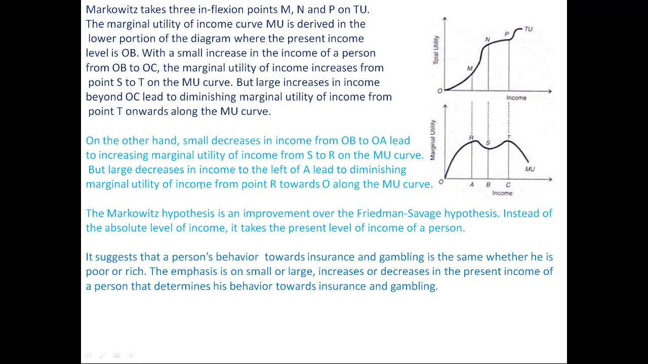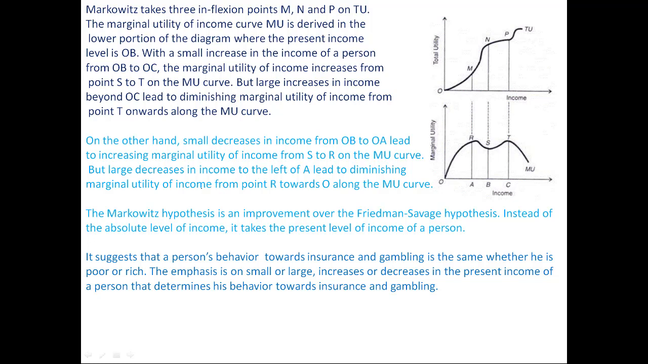On the other hand, a small decrease in income, OB to OA. OB here is the present situation; if income decreases to OA here, from this point to this point, income decreases, okay. Here, marginal utility increases S to R, but here income decreases, okay. This is the concept. But a large decrease in income beyond A leads to diminishing marginal utility of income from R towards O. But one more thing: here marginal utility increases, but if income decreases again from this point, the marginal utility obviously decreases. That is explained here. From R towards O, the marginal utility curve decreases.